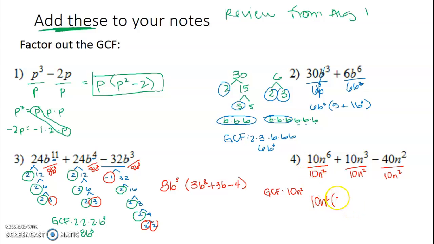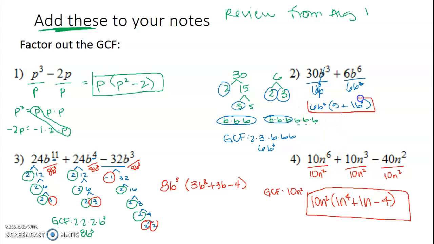10 divided by 10 is 1. N to the 6th divided by n squared is n to the 4th. 10 divided by 10 is 1. N cubed divided by n squared is n. Negative 40 divided by 10 is negative 4. N squared divided by n squared cancels. So I'm left with my final answer.